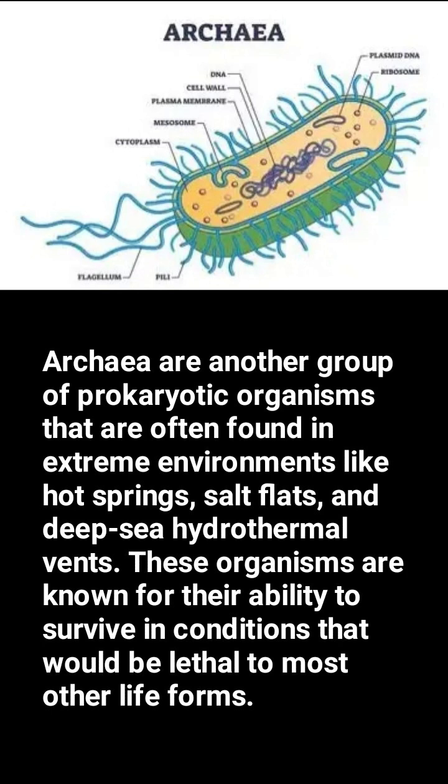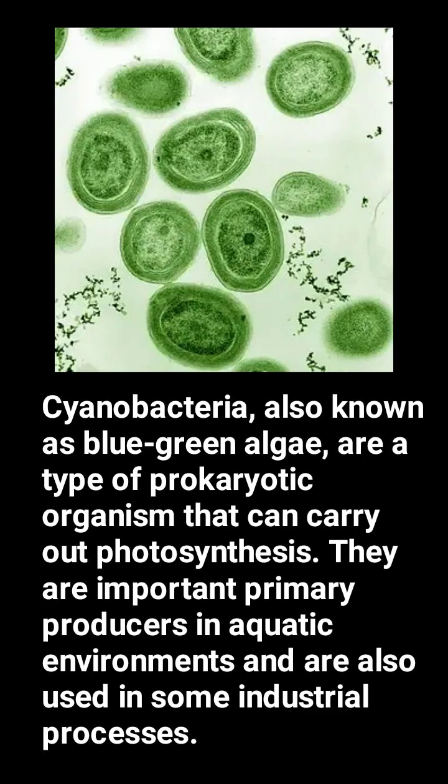Cyanobacteria, also known as blue-green algae, are a type of prokaryotic organism that can carry out photosynthesis. They are important primary producers in aquatic environments and are also used in some industrial processes.